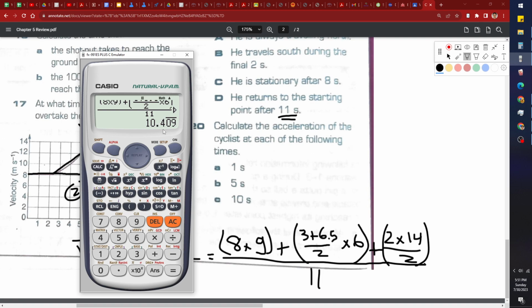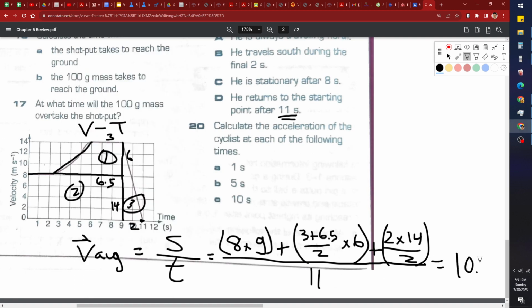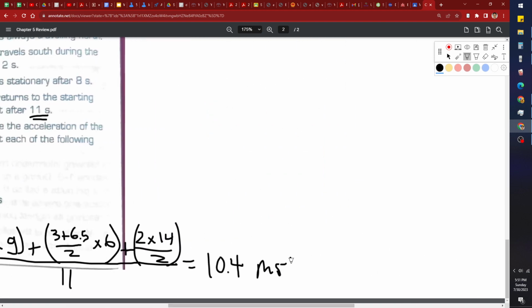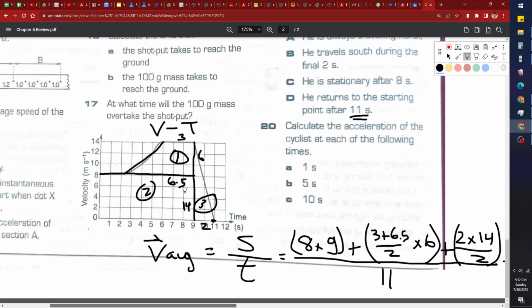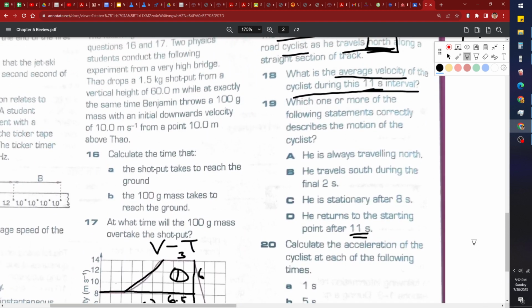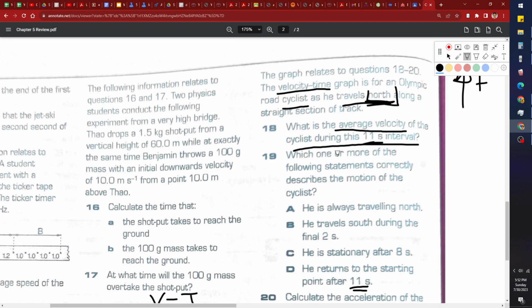It's 10.40909, so that's going to be 10.4 meters per second north, because it is all positive and it's north. Okay, he was traveling north. Yep. Okay, so that's the average velocity.